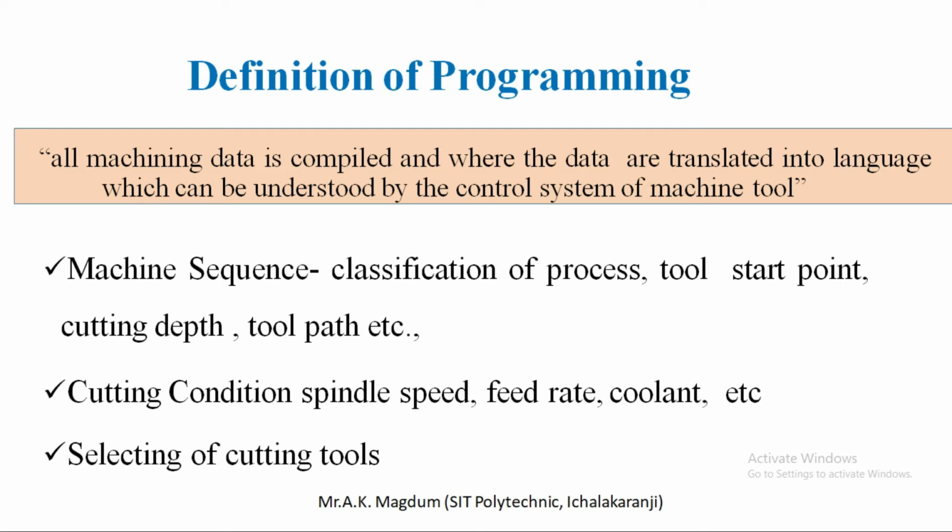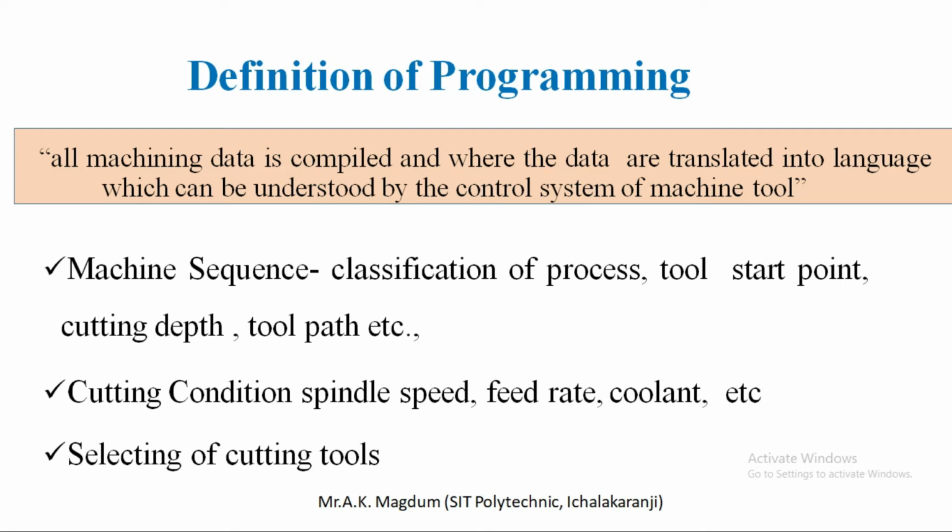Next, the definition of programming. What is the definition of programming? All machining data is compiled and translated into a language which can be understood by the control system of the machine tool. It means whatever the programming codes, programming languages, or programming instructions are, they should be compiled, and that data is translated into the language which is understood by the control system of the machine tool.